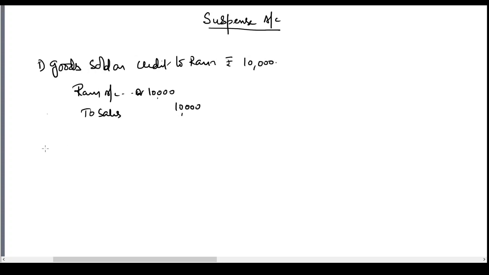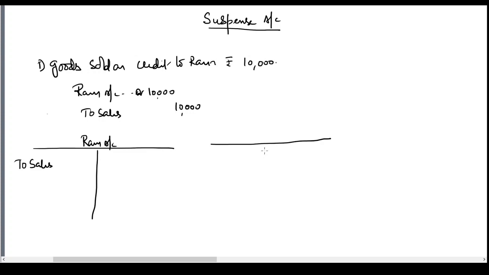This is the entry. And how do we prepare the ledger accounts? We should open Ram ledger account, and debit side we should write to sales, and in sales account we should credit and we should write by Ram, debit, credit. This is how we have to post.